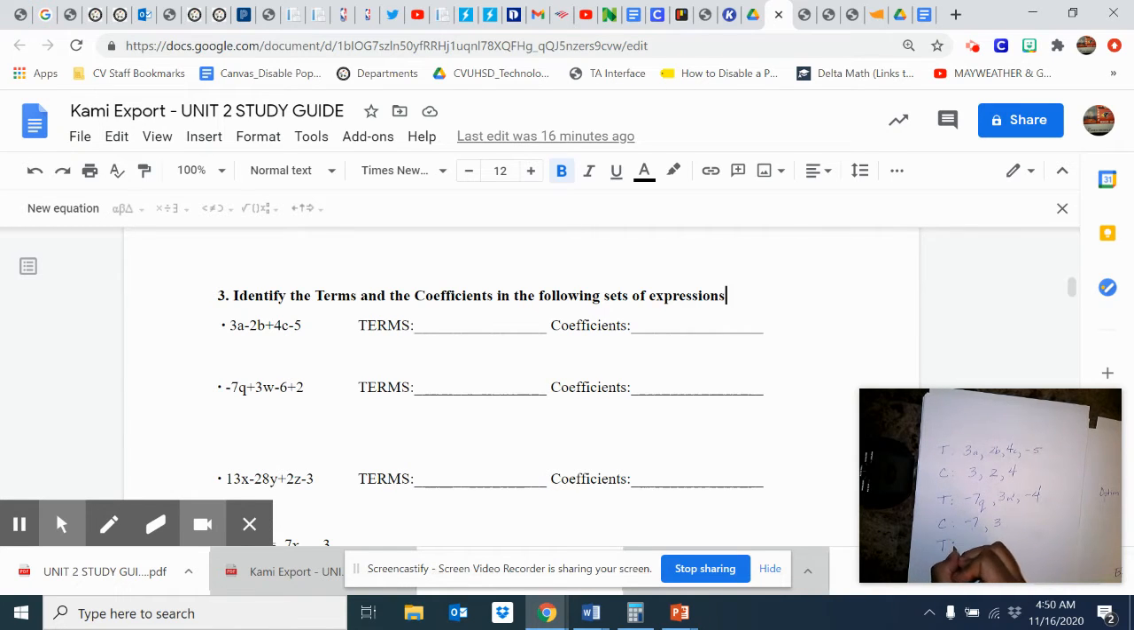Terms for the last one: 13x, negative 28y, positive 2z. I'm going to put a little cross in there. And then negative 3. The coefficients are 13, negative 28, and 2. Okay, so those will be on the test. They're going to be on the test right out the chute, so you guys should be able to get those right out the chute.